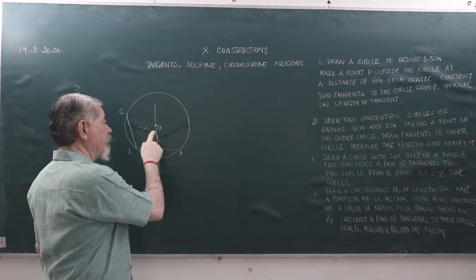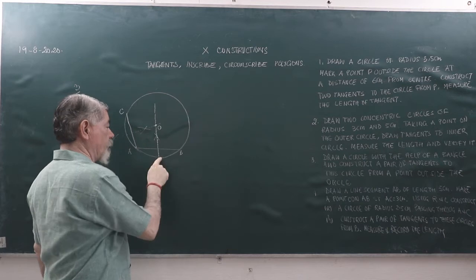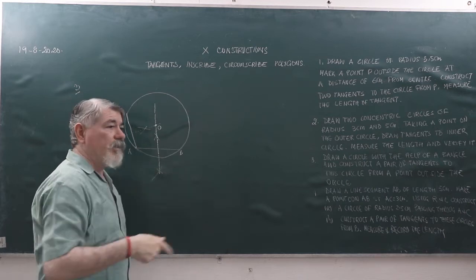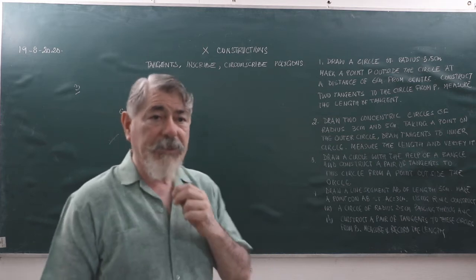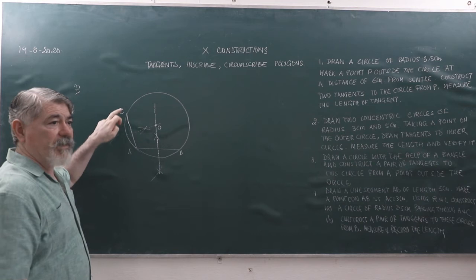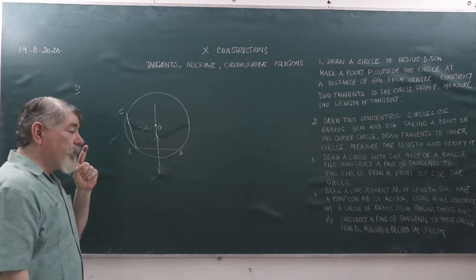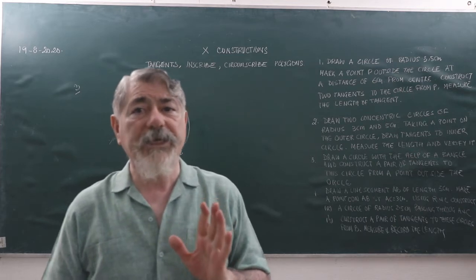Then take a point here, here, here, or here. I can draw infinite number of circles which will pass through A and B. Similarly, I can have infinite number of circles passing through A and C. But there can be only one and only one circle which will pass through A, B and C.